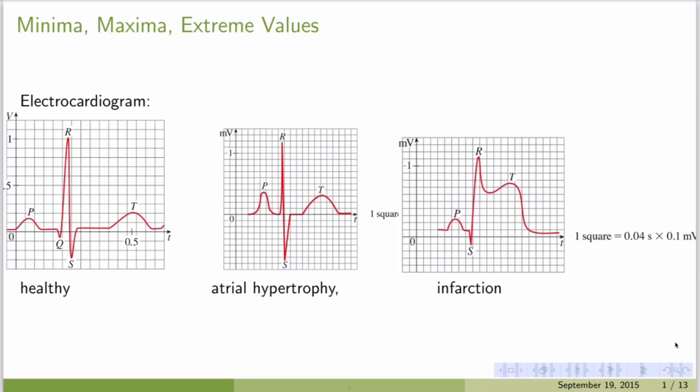In this video we talk about minima, maxima and extreme values of functions. And here I show three curves which are from an electrocardiogram, which measures the electrical potential during a heartbeat. And when clinicians look at these pictures, they particularly look for the minima and maxima of this function.